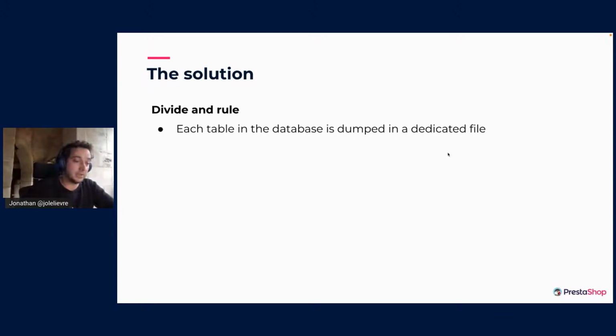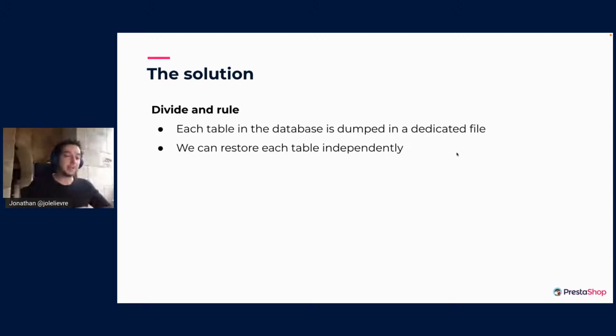So the idea is that we don't actually dump or reload the whole database, but we split the dump that we had on a table basis. So each table in the database will be dumped in a dedicated file. This way we can easily restore only one table. So for example, if you are working on product tests, you don't need to restore the order tables or the customer tables or anything. You can just restore the product table, which is the one that you modified. So when you switch from one test to another, it's much faster to restore your database to start the next test.